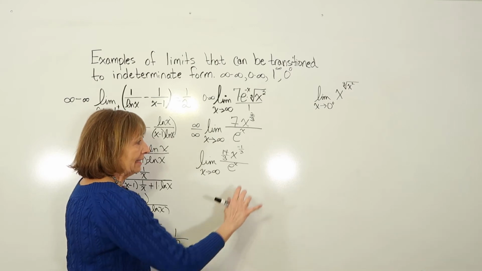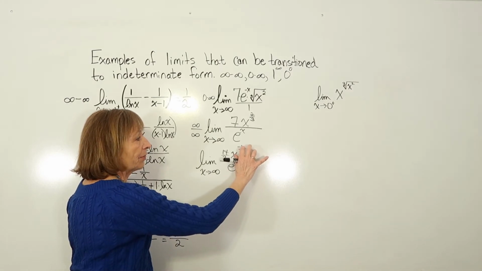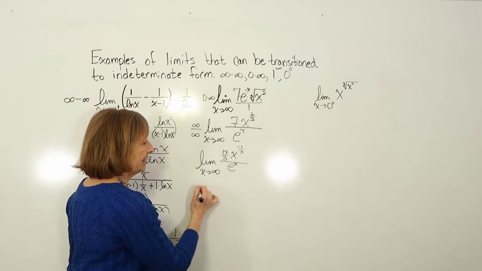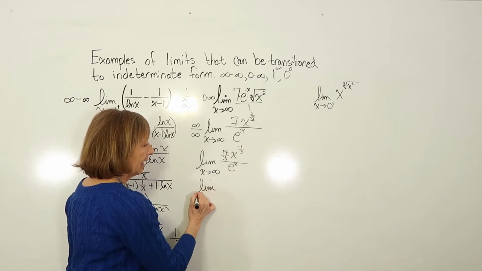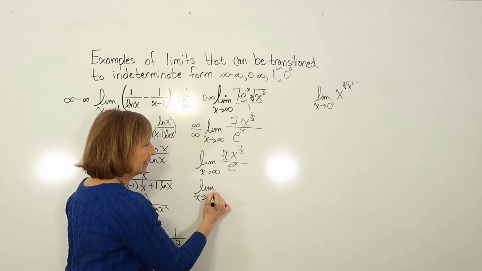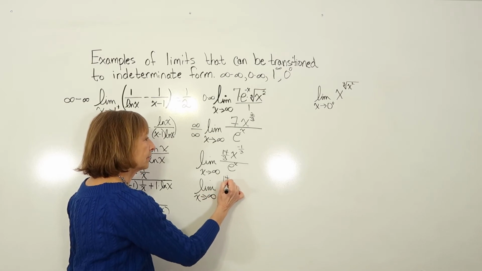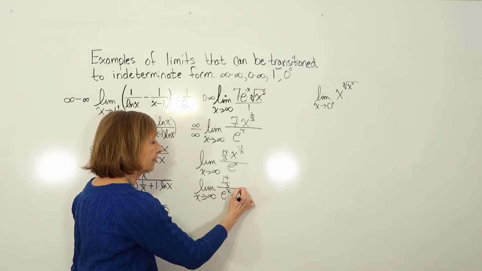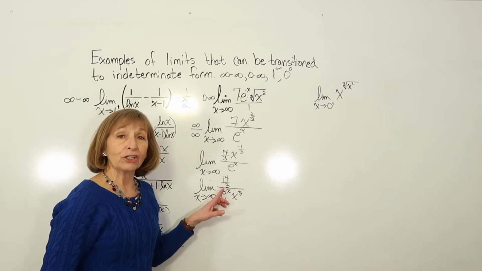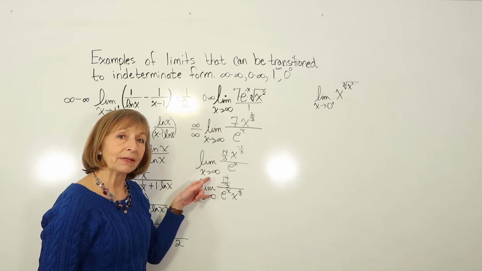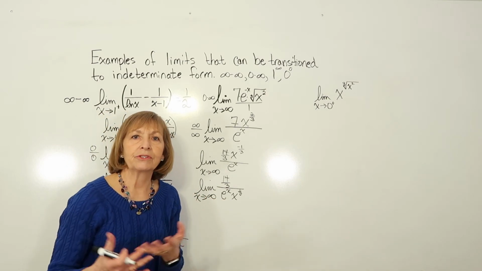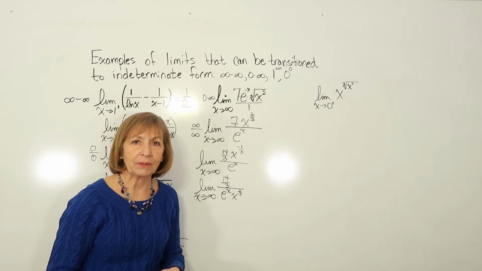Now rewriting this x to the negative 1/3, I'm going to take it down in the denominator and it changes the sign of the exponent. So I have the limit as x approaches infinity of 14/3 over e to the x times x to the 1/3. And I could multiply this top and bottom by 3 to get rid of this complex fraction, but I don't have to do that in order to think about what this limiting value is going to be.